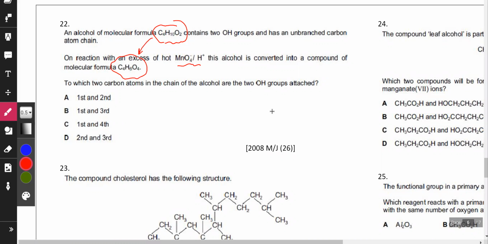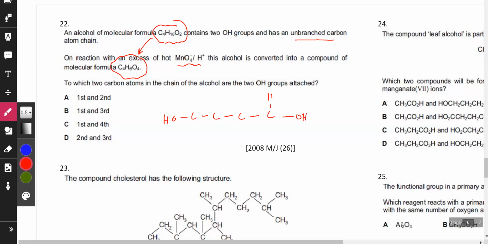So where are the OH groups attached? At what positions? It's an unbranched carbon chain, which means the 4 carbon atoms are all in a straight line. So any guesses? Where would the OH groups be located in this molecule? Would it be 1 and 4? And why would it be at 1 and 4? Because it will form a carboxylic acid.